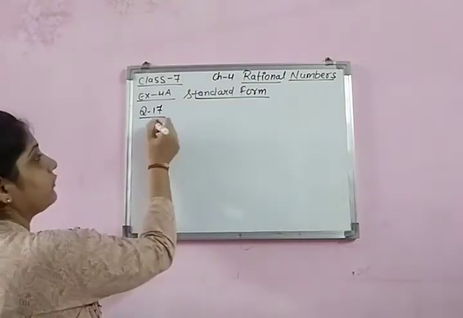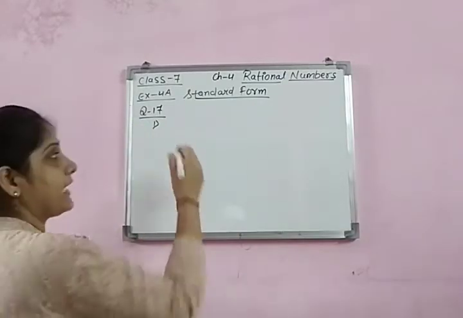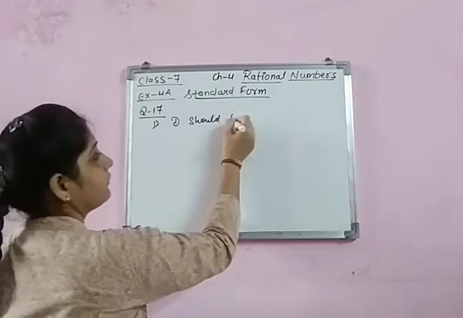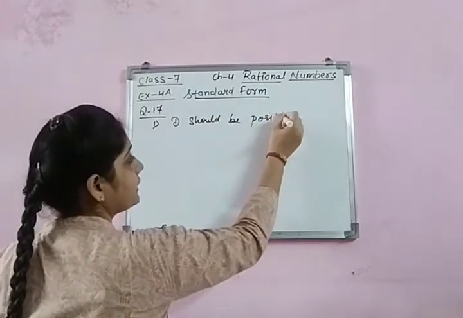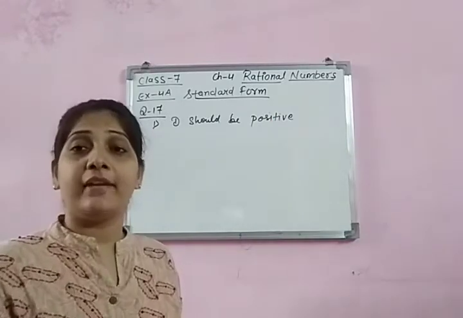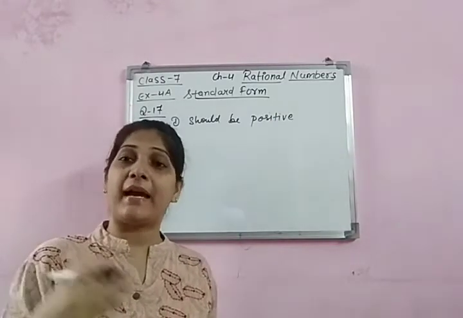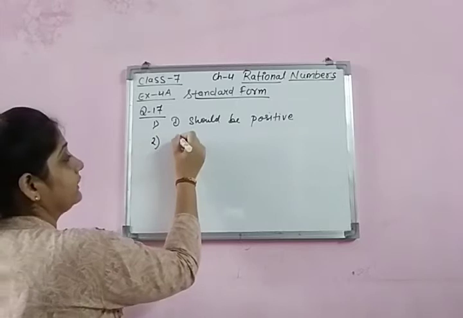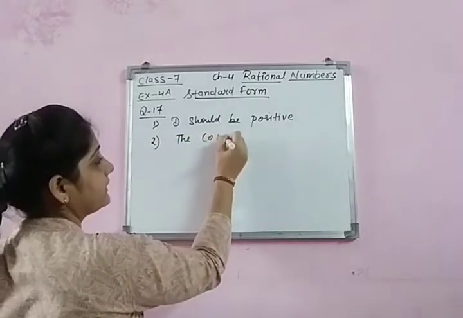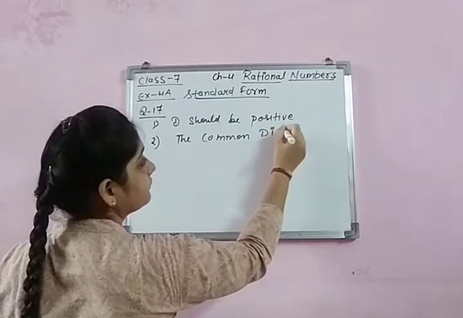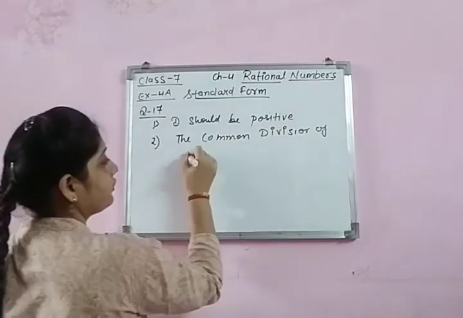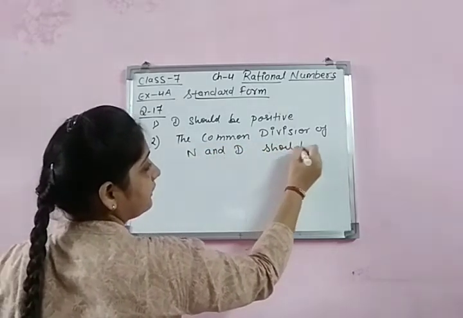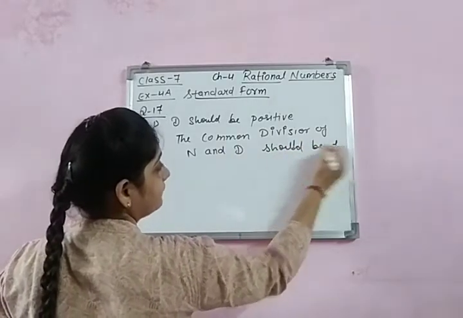So children, let me share what things must be satisfied when you are writing in standard form. First point, the denominator should be positive. If it is not positive, you have to make the denominator positive, and we know how: we have to multiply both numerator and denominator by -1. The second thing, the common factor or common divisor of numerator and denominator should be only 1.